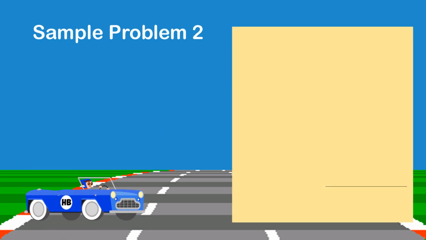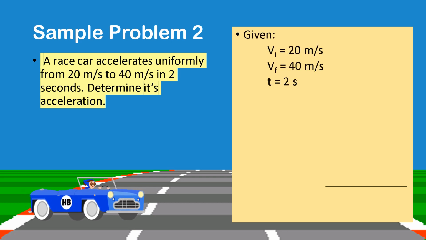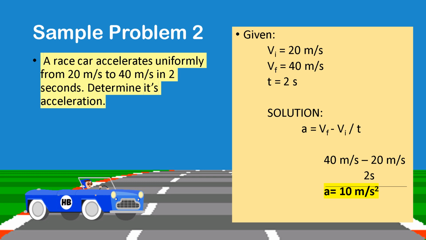Let's have another sample problem. A race car accelerates uniformly from 20 meters per second to 40 meters per second in 2 seconds. Determine its acceleration. Again, to solve the problem, first you have to write the given and the formula. So you will have initial velocity is equal to 20 meters per second, final velocity 40 meters per second, and time is 2 seconds. So the formula for this problem is acceleration is equal to final velocity minus initial velocity divided by time.